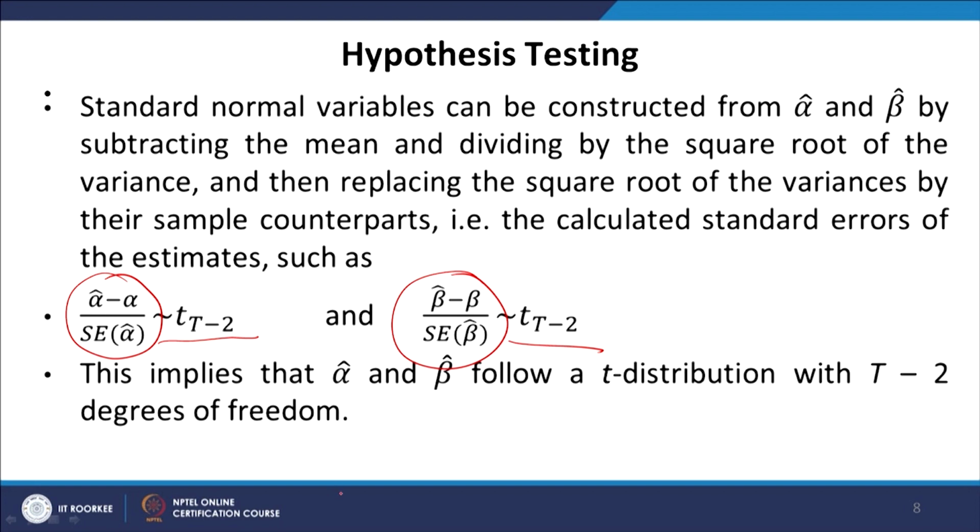Why they follow a t distribution, we would discuss at length while discussing the t test in part 4, when we deal with statistical inference at length. As such, for the time being, we are not going to use these assumptions or these expressions much. Just to begin with, I am introducing these concepts. So, this implies that alpha hat and beta hat follow a t distribution with T minus 2 degrees of freedom.